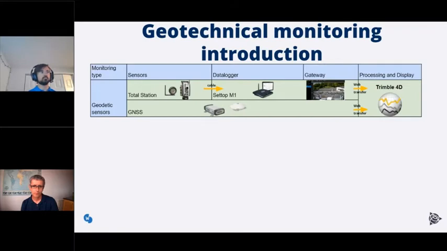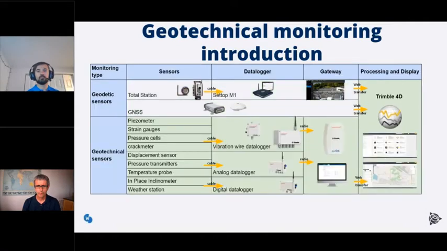So today, I think we have to split our system into four different parts: the sensor, the data logger, the gateway, and the processing part. For the sensor today, it will be a total station, for example. The data logger and the gateway will be the setup M1. Basically, with the data logger, you collect the data from the sensor, and after that you communicate with the gateway, and the gateway sends the data to the processing part. So the setup M1 is our data logger and gateway. For GNSS, it will be both, because it collects the data from the antenna, and is also able to send the data to the server and process on T4D.